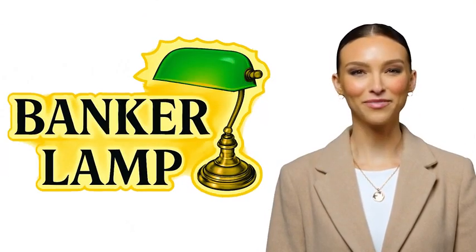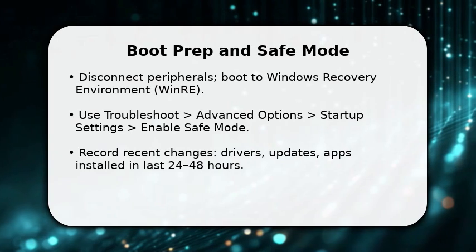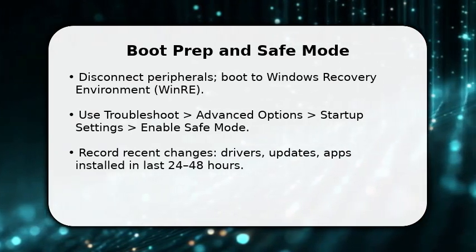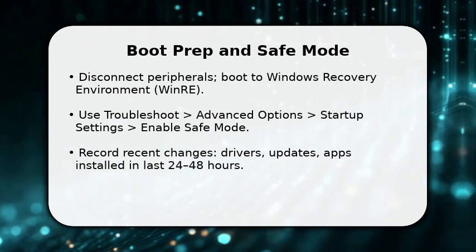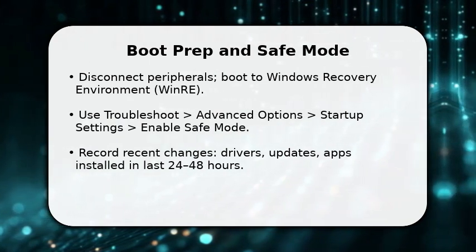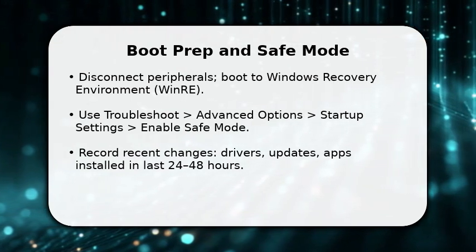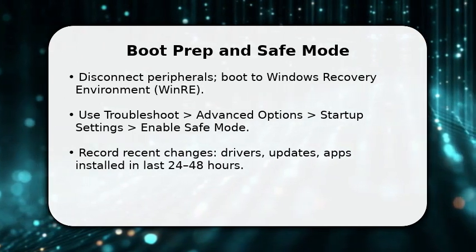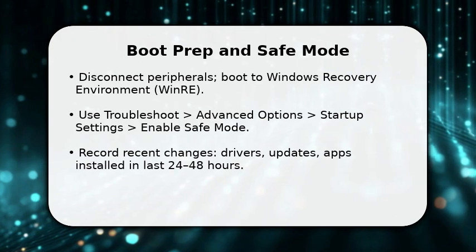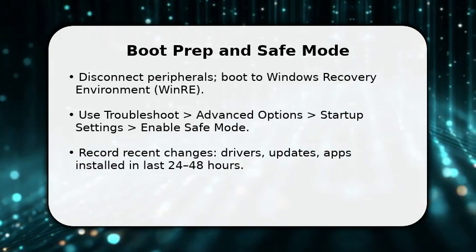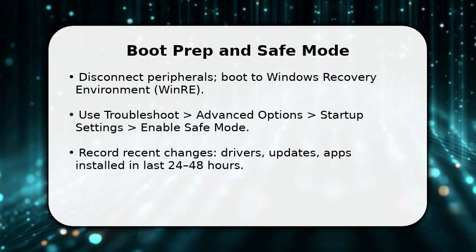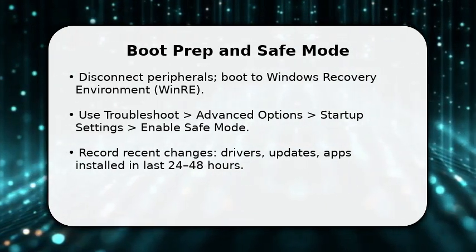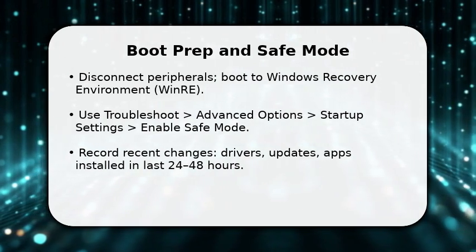Please enjoy the video. You will start by forcing WinRE, power cycle 3 times, or use installation media to access recovery. Once there, choose Troubleshoot, then Advanced Options, then Startup Settings and enable Safe Mode so you can work without the blocking process. You should disconnect non-essential peripherals and have a record of recent drivers or updates you rolled in the last 2 days. This reduces variables and lets you undo the likely cause. Make sure to note error text and any process names shown on the blue screen before proceeding.